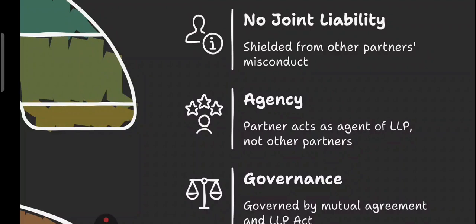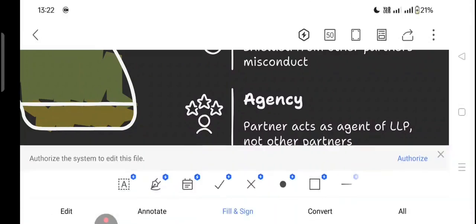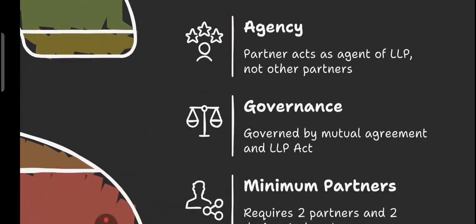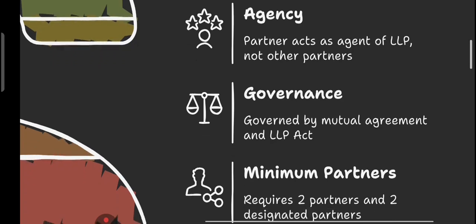So this keeps liability and responsibility clearly separated. इसको बोलते हैं एजेंसी प्रिंसिपल, कि एक पार्टनर जो है वो केवल LLP को रिप्रेजेंट कर रहा है, ना कि दूसरे पार्टनर को। इससे क्या होता है कि लायबिलिटीज और रिस्पॉन्सिबिलिटी क्लियरली सेपरेट होते हैं। Then we have governance, which means the rules of the LLP are based on the mutual agreement and the LLP Act. So it is governed by mutual agreement and the LLP Act, not on traditional partnership norms.